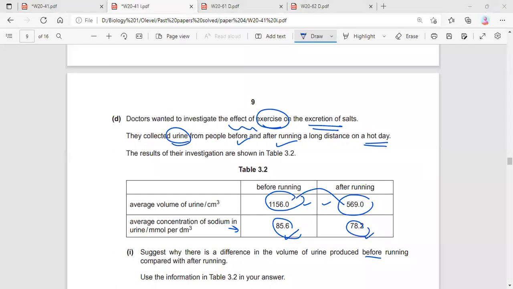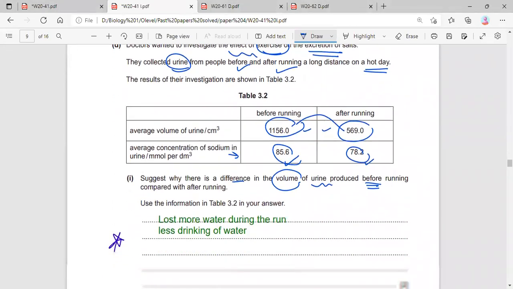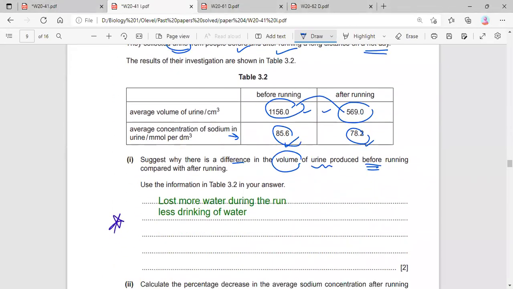Suggest why there is a difference in volume of urine produced before running compared with after running. What will I say? I will tell him that during the run, he will lose water in sweating. He lost more water during the run in sweating, okay? Also, during running, he did not drink much water, so this is why the volume of urine decreased.